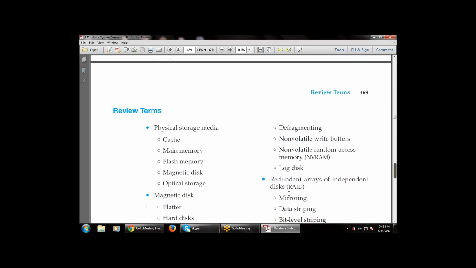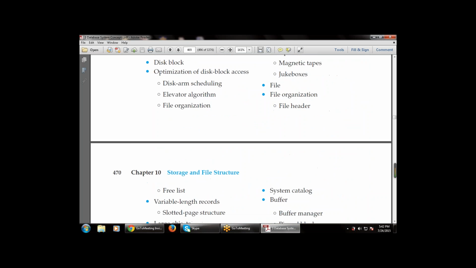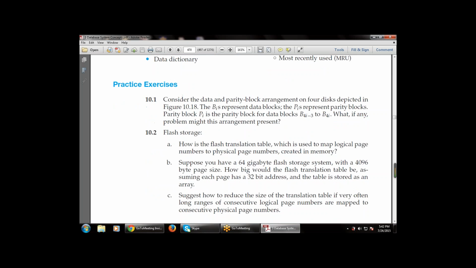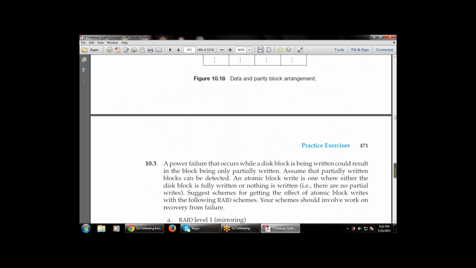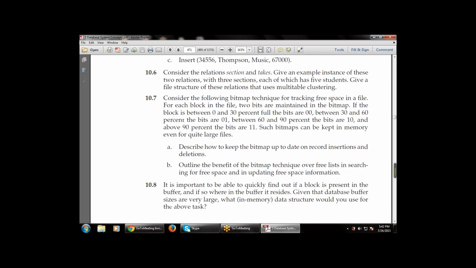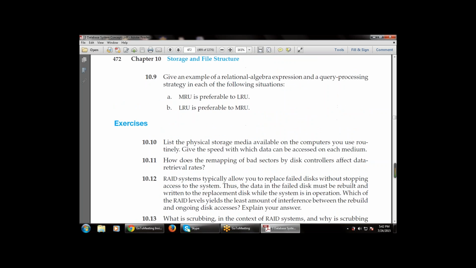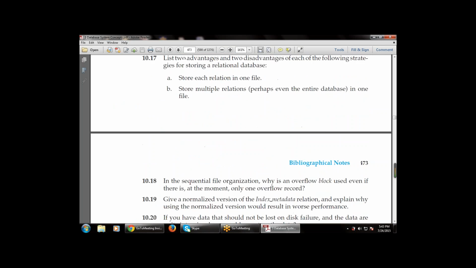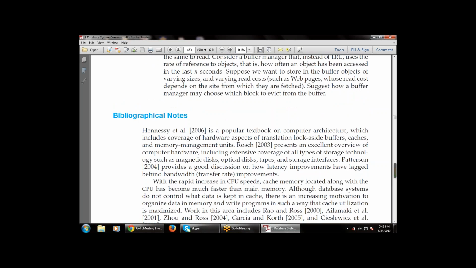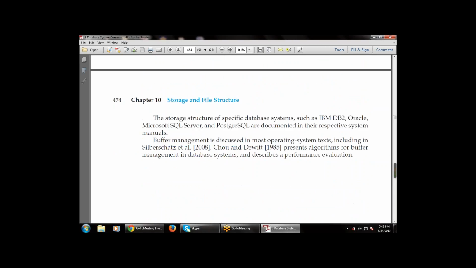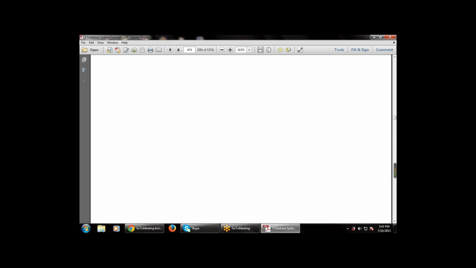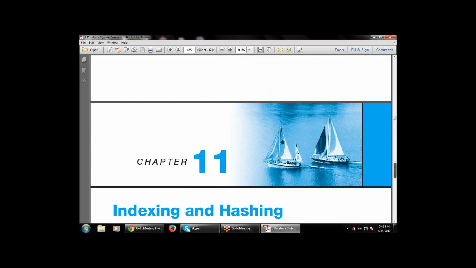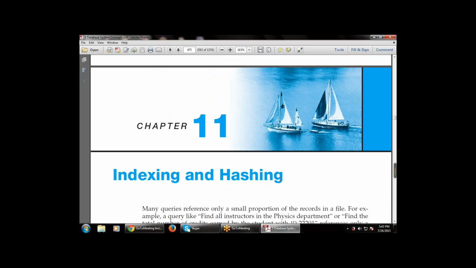These are the various review terms that are also used in this chapter. This is the practice exercises. Then these are the various exercises that are available here. Now that's all for chapter number 10.